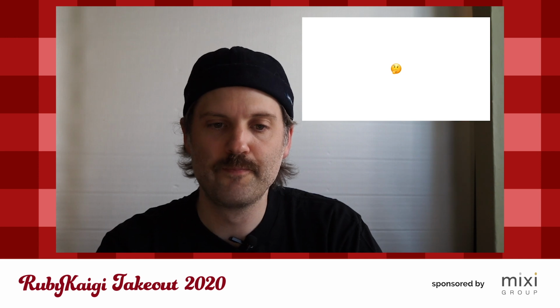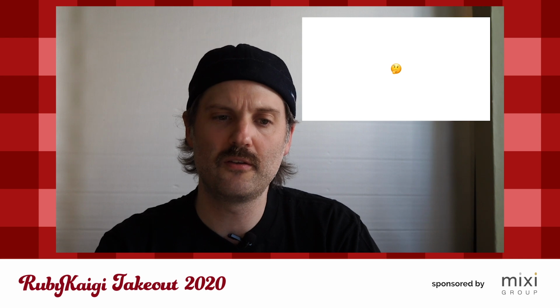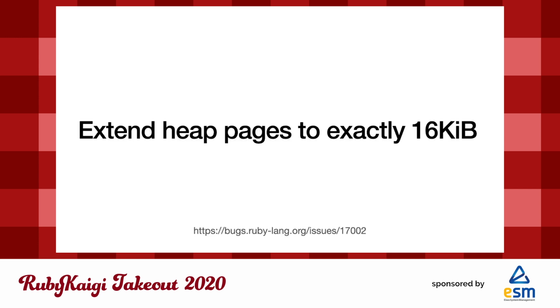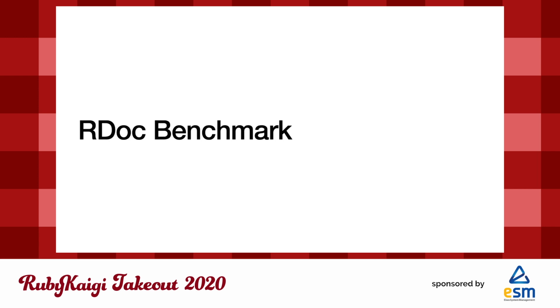But this made me start to think, what if we allocated exactly 16 kilobytes? If we allocated exactly 16 kilobytes, then I can use mprotect. In addition, required size by malloc is the same size as one Ruby object. If we allocate 16 kilobytes, then each Ruby page can actually store one more object. So I sent a patch to Ruby to extend heap pages to be exactly 16 kilobytes.